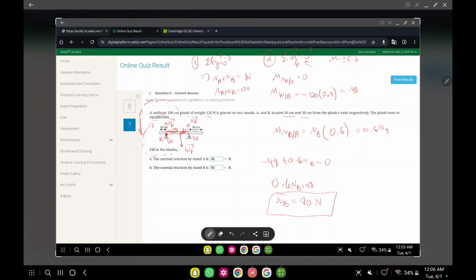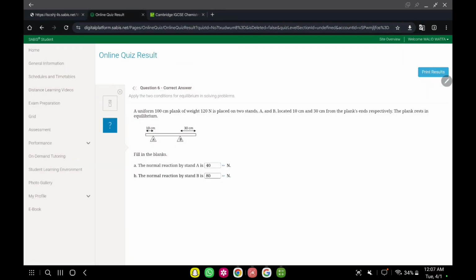Nice. To find NA now, do we resolve again with respect to B and solve again? No. We know that they should add up to how much? 120. So I can simply do NA is equal to 120 minus NB, which is 120 minus 80, which is 40 newtons. Thank you so much for watching, and good luck in your exam.